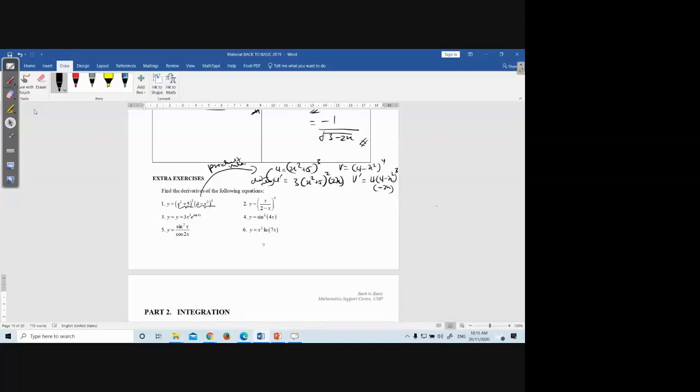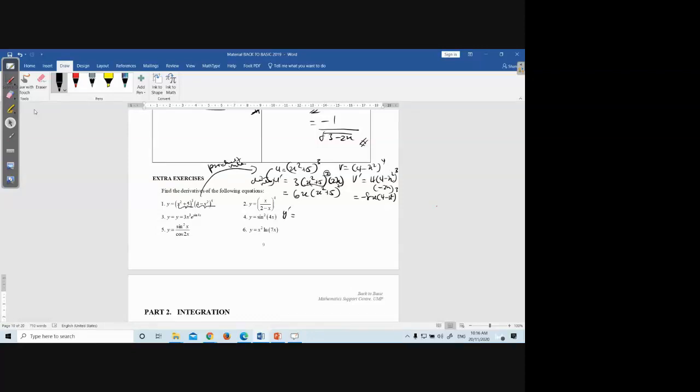This is not the final answer. It's u prime v plus v prime u. But first, let's simplify our u prime: 6x. Remember, you cannot simply multiply 3 to the first bracket, because the first bracket is power 2. Okay, what is v prime? Let's simplify v prime. Negative 2 times 4 is negative 8x, (4 minus x squared) power 3. Okay, there is a square here. Sorry. So let's write the final answer.